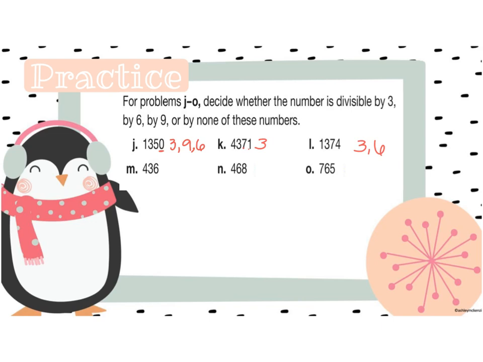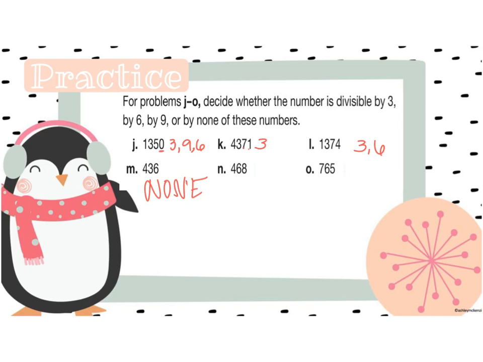Okay, M. I have 7 plus 6, which is what? 13. So that would be none on this one. Ew, that doesn't look right. None. That still doesn't look right. So 4 plus 3 is 7, plus 6 is 13. 13 can't be evenly divided by 3 or 9. Not number, letter N. Wait, what about 6? Well, it has to be divisible by 2 and 3. So if it's not divisible by 3, then it would be none.